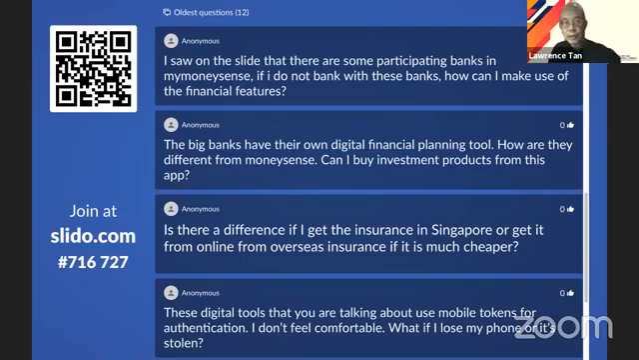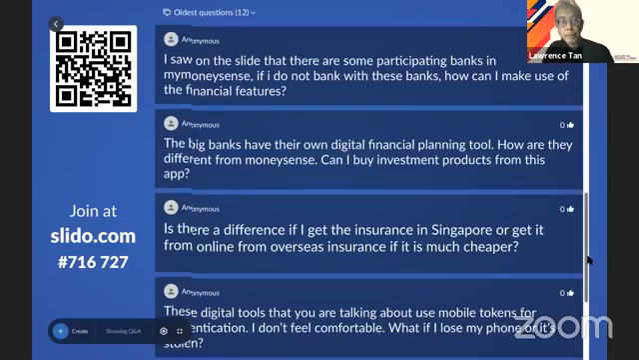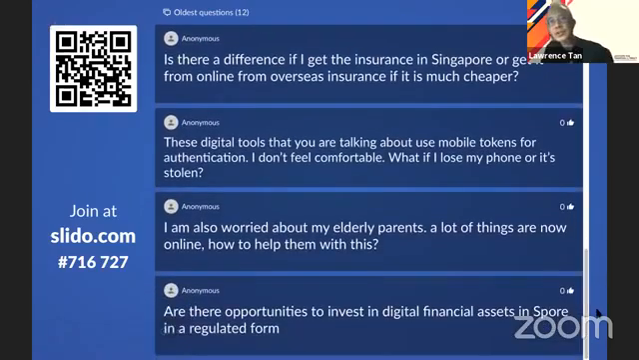Next question. Is there a difference if I get insurance in Singapore or get it online from overseas insurance if it's much cheaper? A big difference. I presume if you say you're getting insurance in Singapore, it is from a Singapore registered and regulated insurer, right? If that's the case, then of course there's a lot of difference, because even if you're talking about an overseas insurer who is perhaps not registered or regulated here, notwithstanding that it's cheaper, there are risks. I think you know where I'm alluding to, where you need to make a claim or some dispute. So with insurers who are regulated and registered here, you have a lot more recourse should there be any issues.